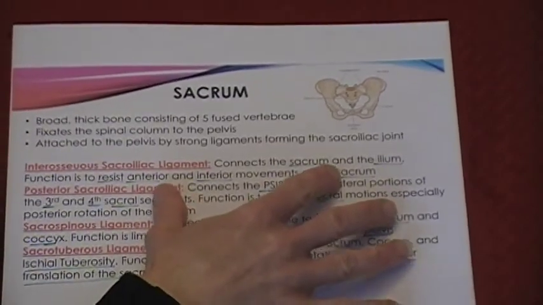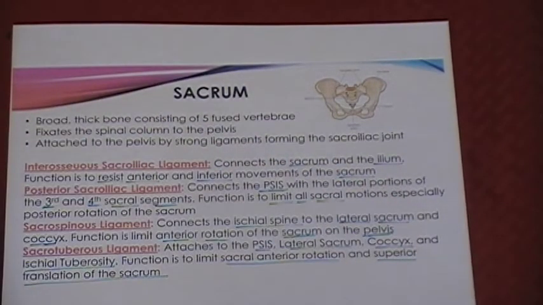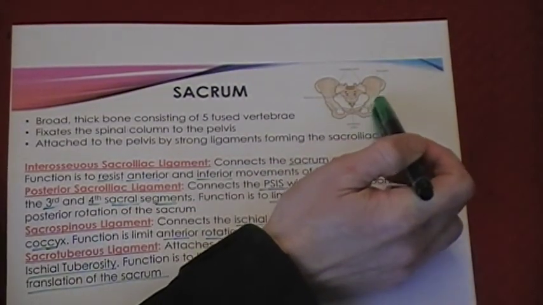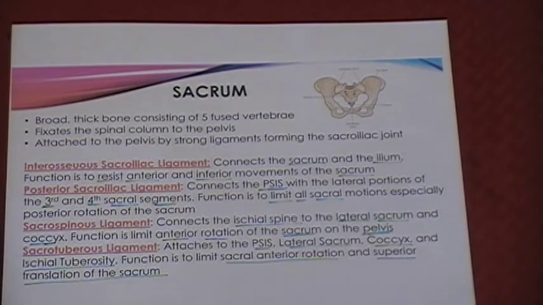All right, and for the sacrum, this is the broad, thick bone that actually consists of 5 fused vertebrae. So it fixates the spinal column to the pelvis. You can see right over here. It's attached to the pelvis by strong ligaments forming the sacroiliac joint.